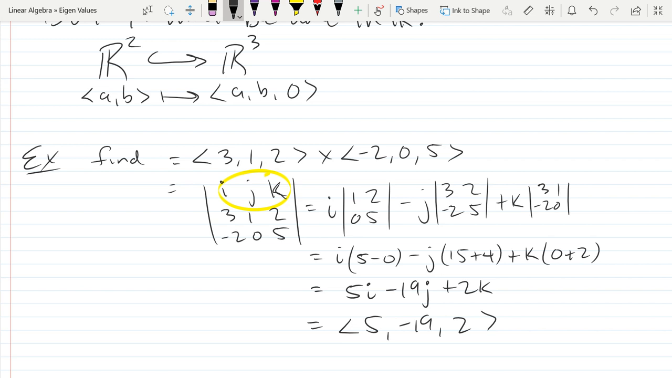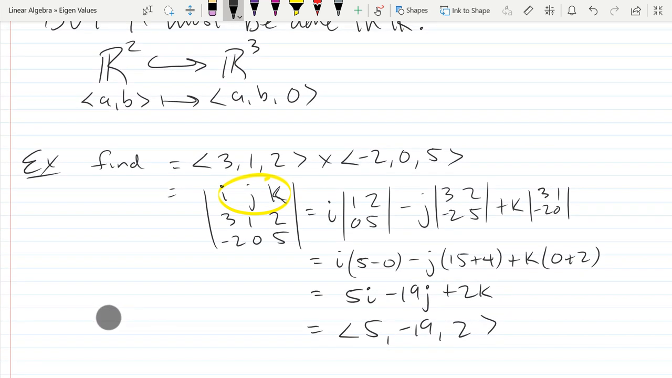Any questions on this calculation? 5, negative 19, 2. No questions? All right. So cross product is impossible if you don't know what you're doing. When you've done maybe 5, 6, 7 of them, it's incredibly easy. So you just need practice, that's all.